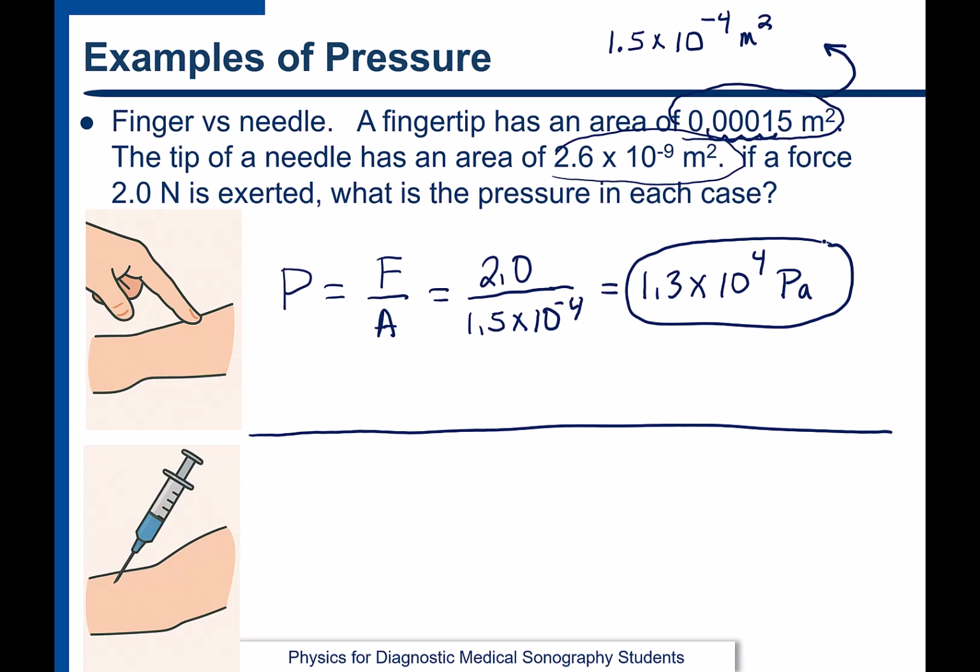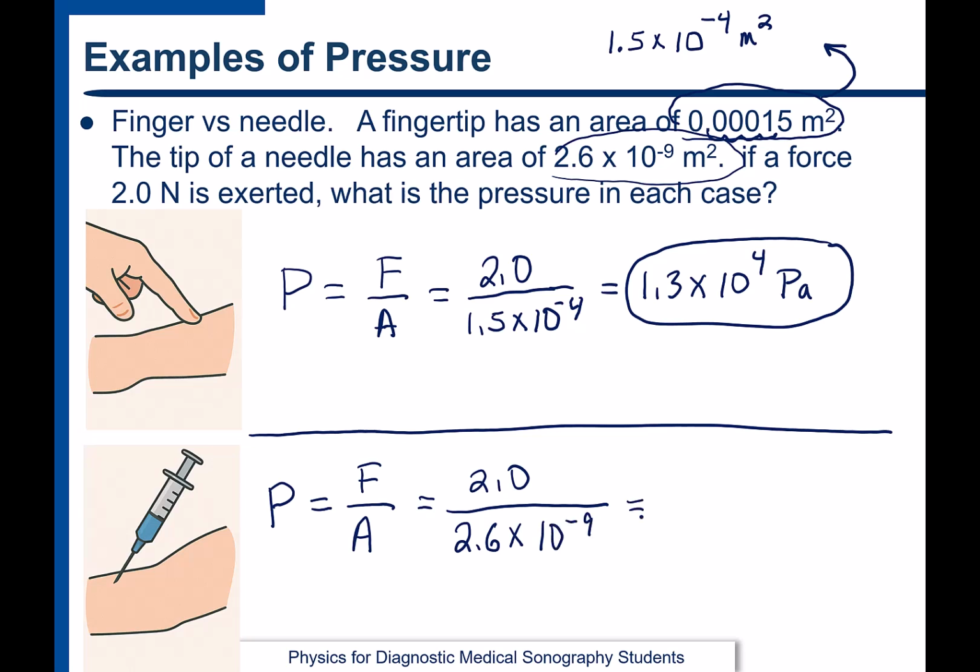So now let's do the same thing for the needle. We're going to expect to get a much higher pressure because the area is so much smaller. So if we take the force divided by the area, again, we're still exerting that force of 2 newtons, but now we're doing it over a very small area. That's just the little tip of the needle. And that's 2.6 times 10 to the negative ninth.